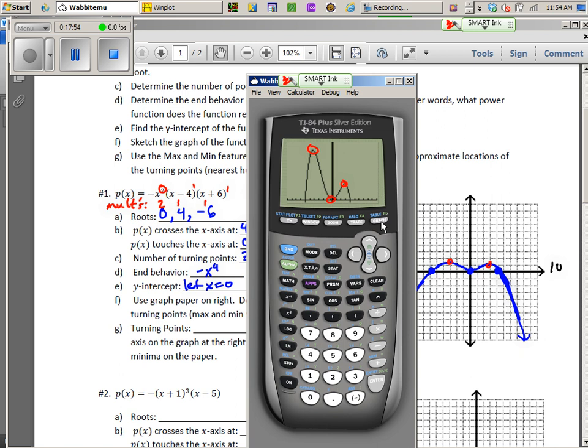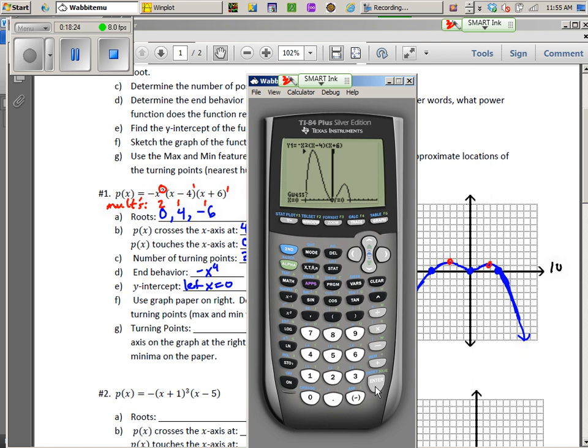Okay, so to get those, we'll just use our max feature. And so you just press second calc. Okay, and go to maximum, option 4. And I know that that first peak lives somewhere between -6 and 0. So instead of using the scroll here, we've been just typing. For left bound, I'm just going to type -6, enter. For right bound, I'm going to type 0, enter.